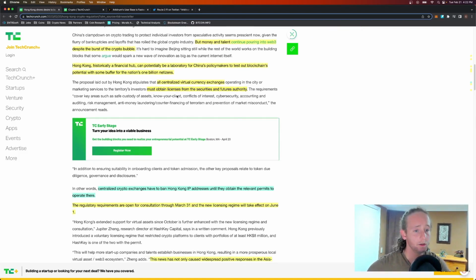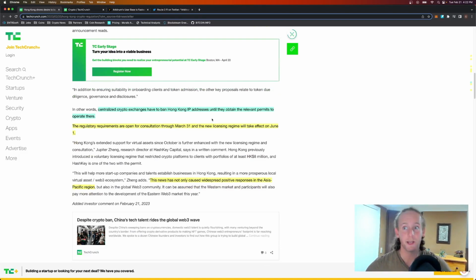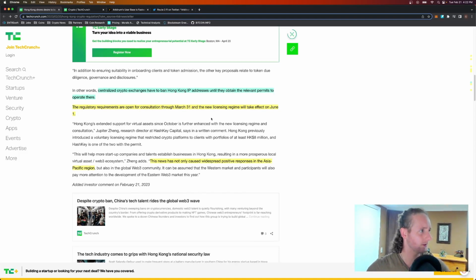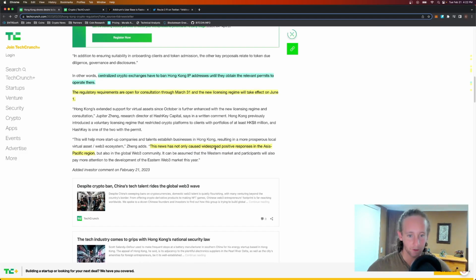So what's interesting is that all the exchanges will have to obtain licenses from Hong Kong in order to trade there. Meaning that right now, if Coinbase allows people in Hong Kong to trade there, they will need to ban their IP addresses until they get the licensing from Hong Kong. I don't know if Coinbase can trade in Hong Kong. I think it may just be a US firm. We'll see. In any case, allegedly, this is having some positive responses, but it's the news, so you never really know what you could trust. And yeah, okay, on to the next one.